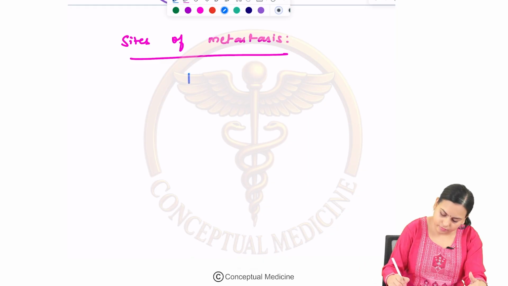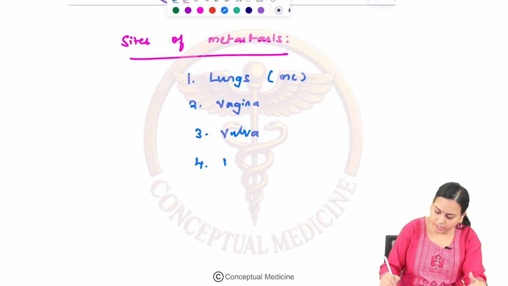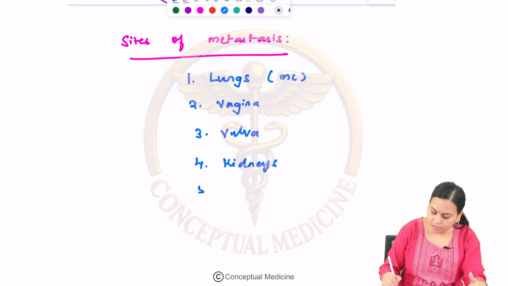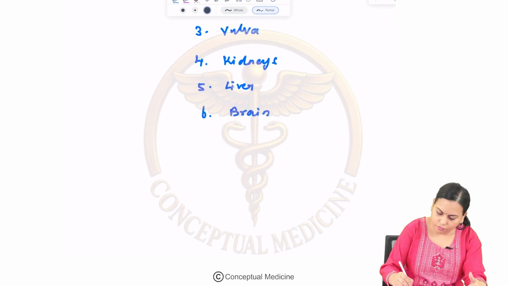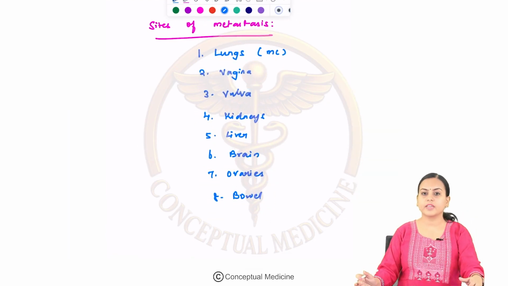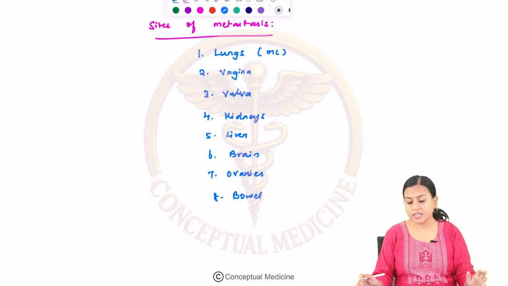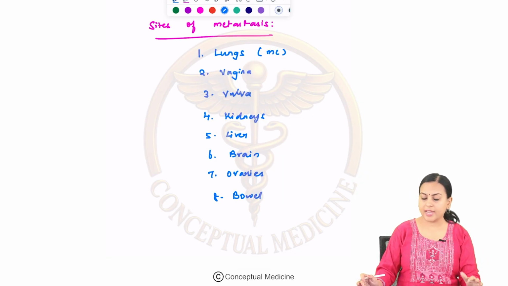This includes lungs. I already told you lungs are the most common site of metastasis, followed by the vagina, vulva, kidneys, liver, brain, ovaries and bowel. Okay. So, these are the various sites of metastasis. Clear? It is going to be the lung, vagina, vulva, kidneys, liver, brain, ovaries and finally bowel.